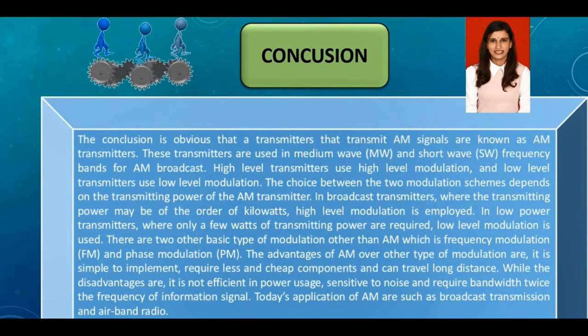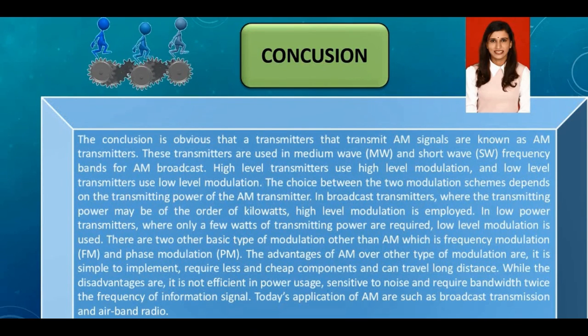My name is Shamina. Today I am going to explain the conclusion of our simulation experiment. The conclusion is that transmitters that transmit AM signals are known as AM transmitters. These transmitters are used in medium wave and short wave frequency bands for AM broadcasting.